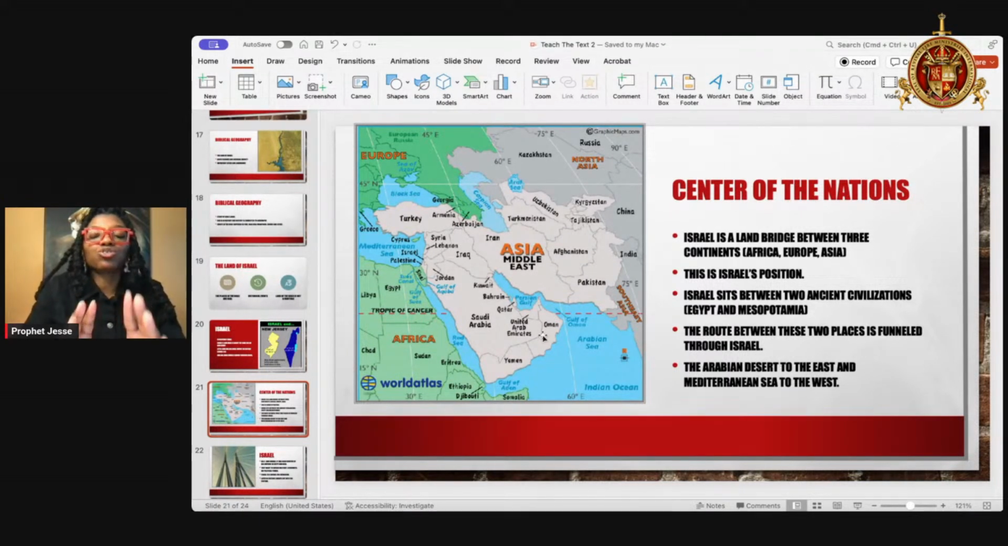Israel sits between two ancient civilizations. Okay, there are two ancient civilizations. You have Mesopotamia, which is here, and then you're going to have the Egyptian civilization here. So the ancient Egypt and ancient Mesopotamia. Israel sits right in the middle of those two ancient civilizations. And this is like a sidebar, because a lot of people say, oh, well, all of these ancient civilizations have stories that are similar to Jesus Christ.